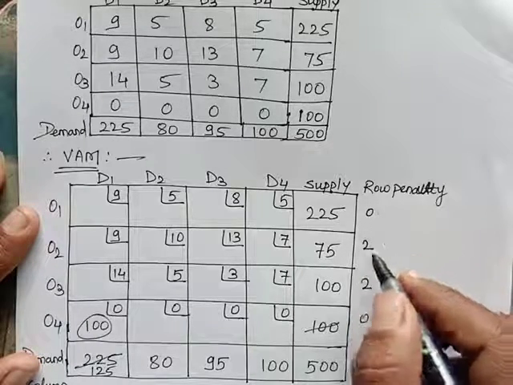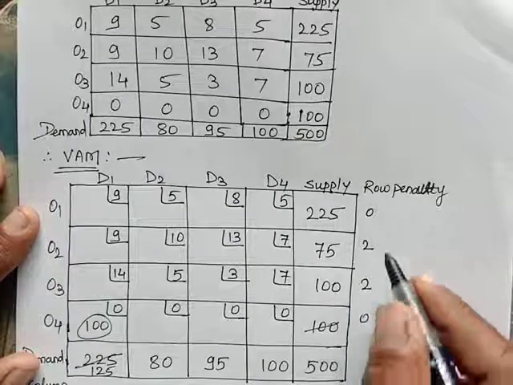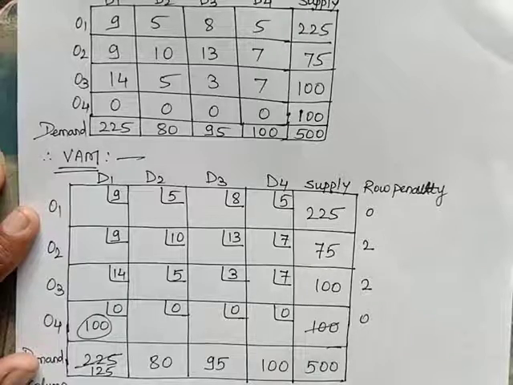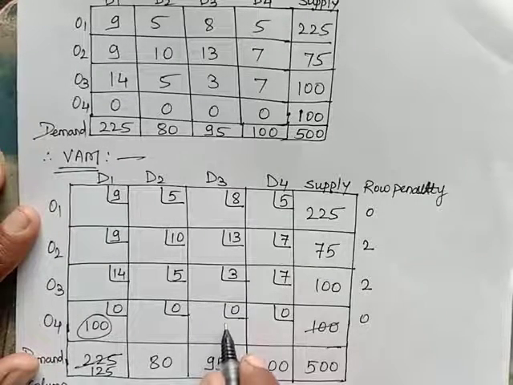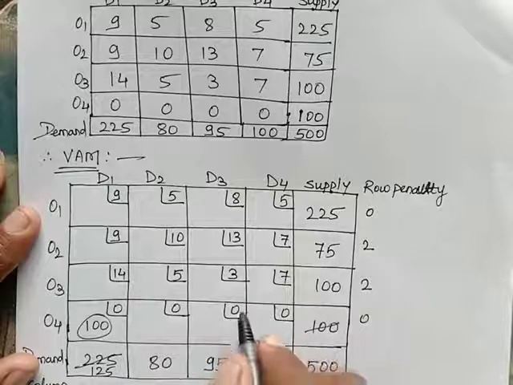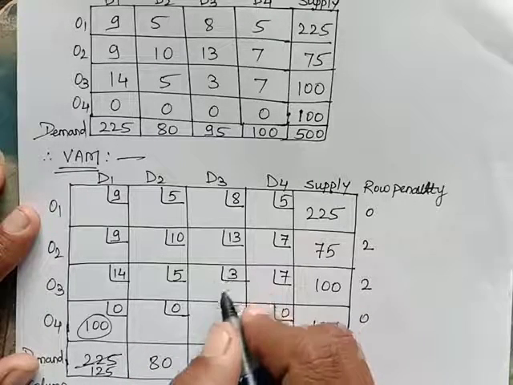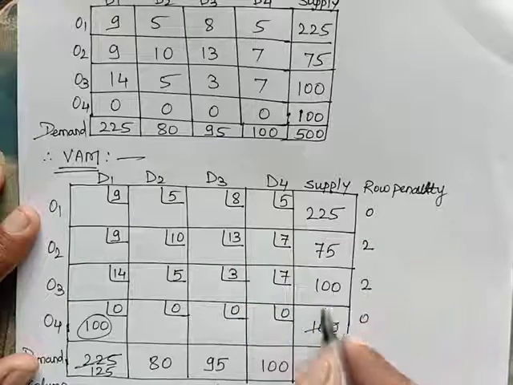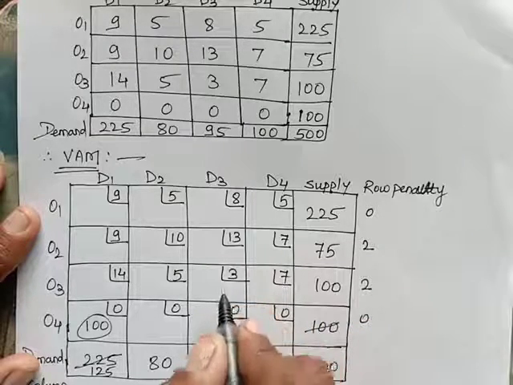Then 0, 2, 2. This will not be considered now. So now 5 is the biggest one, so I will take this 5. Now the lowest cost: this row we haven't considered. So the lowest cost in this column will be 3. So the minimum of 195 will be 95.